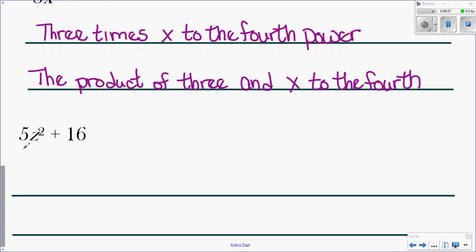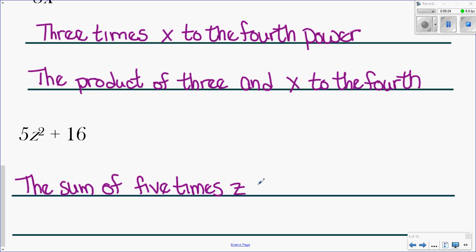Okay, so we have another example. 5z squared plus 16. You could say the sum of 5 times z squared and 16. So you could write that. So the sum of 5 times z squared and 16.